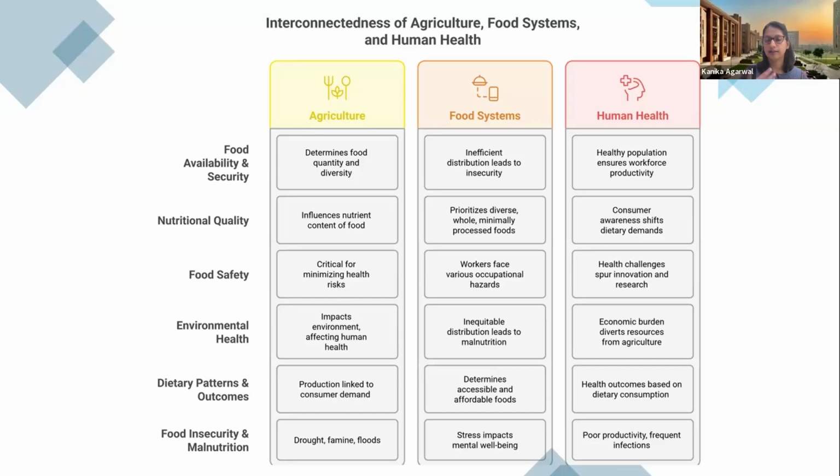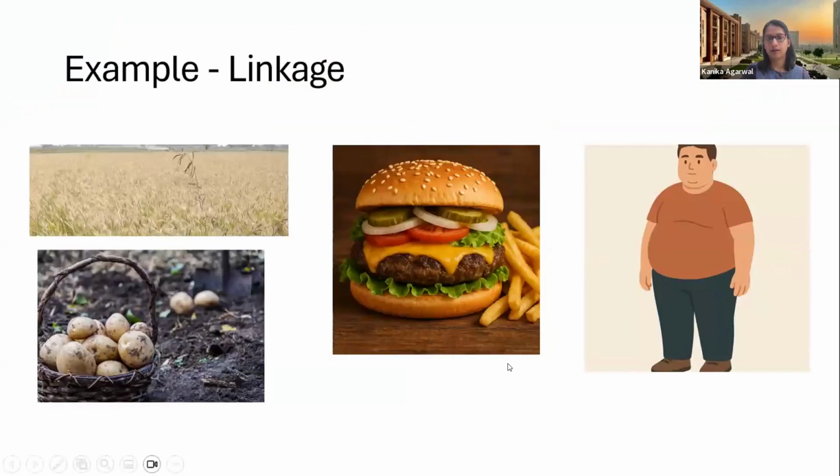And lastly, agriculture or environment, in terms of drought, famine, and floods, they all affect food insecurity. They all result in malnutrition, leading to infections and poor productivity. So these are the webs of linkages that interweave between agriculture, nutrition or food systems, and human health. And it's very difficult to separate these three when we're looking at a very holistic picture of healthy food systems. Now, when you see the slide, what do you think of?